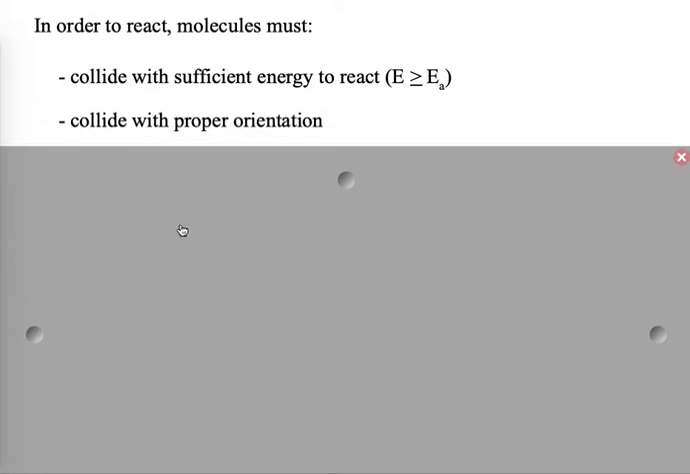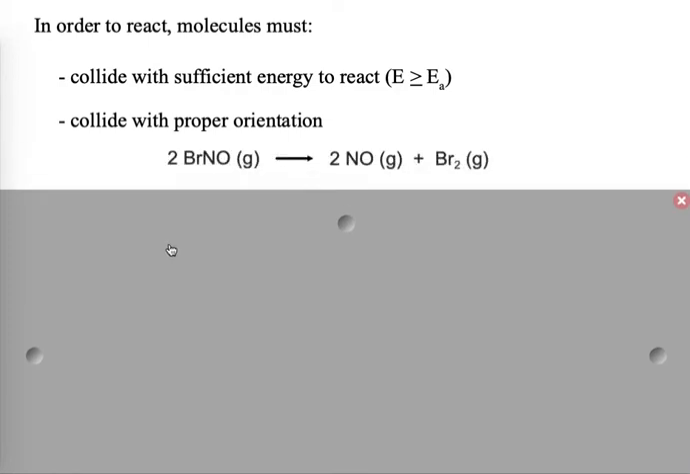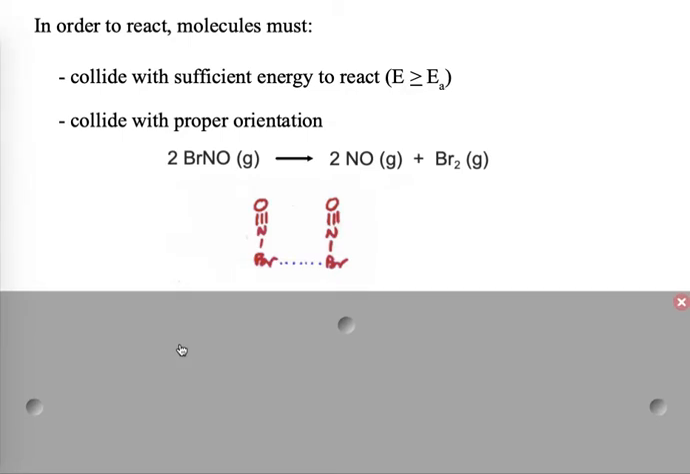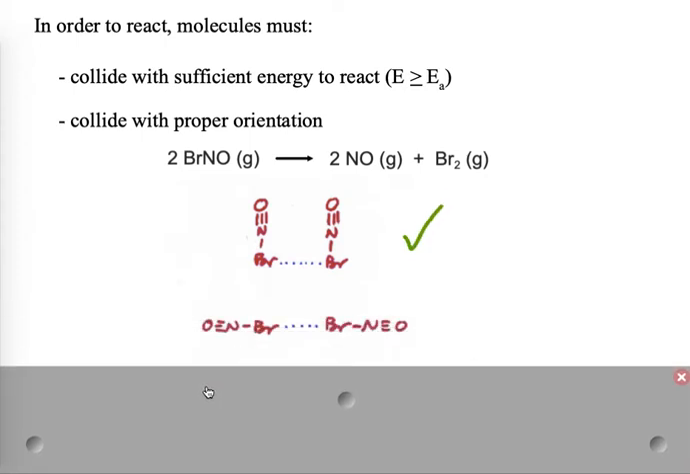They also have to collide with the proper orientation. This is kind of important. So if we consider our reaction, we realize that in order for this reaction to take place, we must break two bromine-nitrogen bonds and form a bromine-bromine bond. So let's consider some possible collision orientations. If the molecules collide in this direction, will reaction take place? Yes, because that permits bromine-bromine bond formation. If molecules collide with this orientation, will that allow the reaction to take place? Yes, because that also allows for bromine-bromine bond formation.